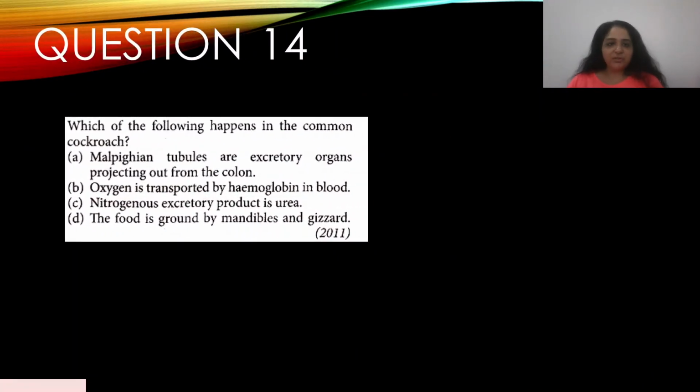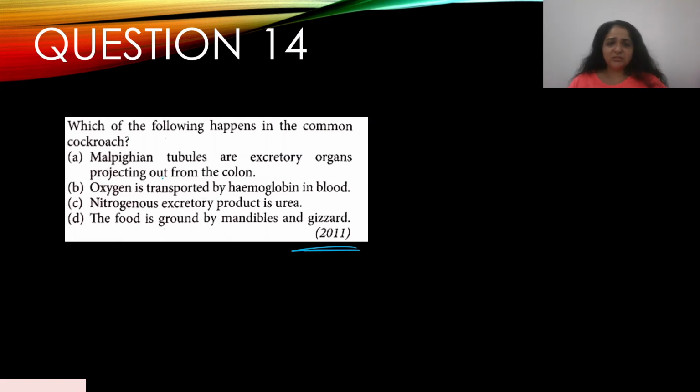Okay, question number 14. Which of the following happens in the common cockroach? It appeared in 2011. A. Malpighian tubules are excretory organs projecting out from the colon. B. Oxygen is transported by hemoglobin in blood. C. Nitrogen excretory product is urea. D. The food is ground by mandibles and gizzard.